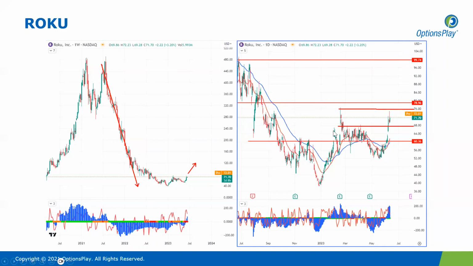But overall, the thesis here for Roku is definitely bullish. I wouldn't be surprised to see some bearish price action, considering the price did touch an overbought condition though. So keep that in mind. And I think that if you did miss out on this trade, definitely wait for a pullback before looking at another potential bullish move.